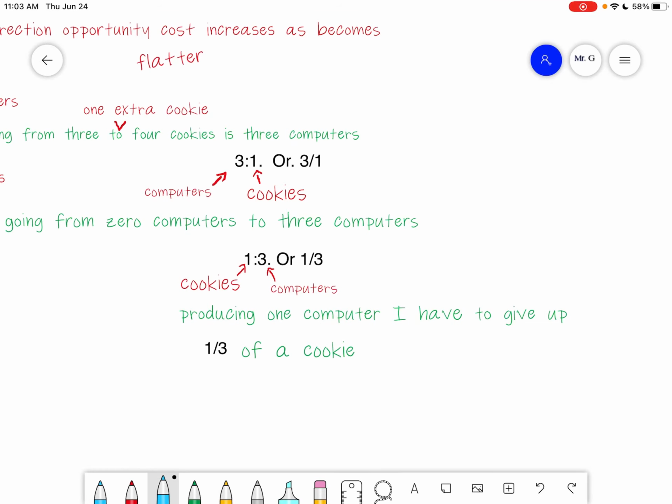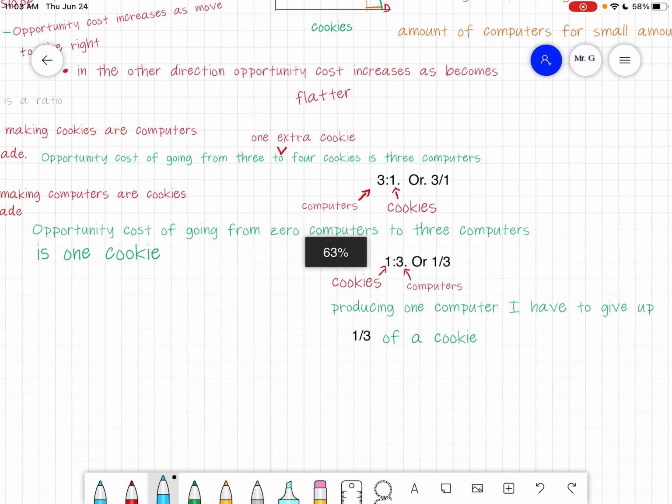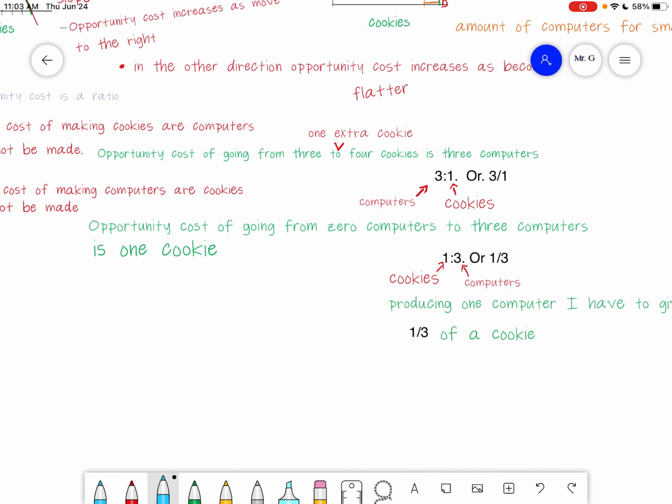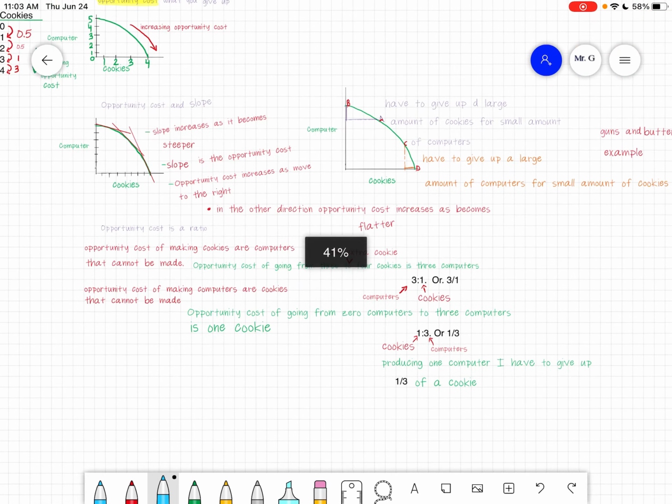Okay, and so you have to be able to put things in terms of the ratio. So you just have to look at what's being given up, put that on your top, and then what you're receiving at the bottom. Okay, so that's opportunity cost.